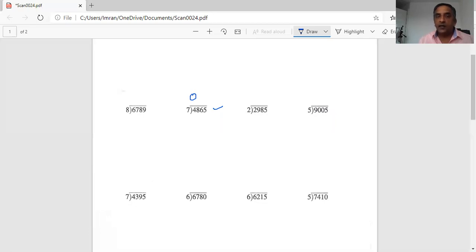So how many times 7's timetable can go on 48 or less than 48? We know that 7 times 6 is 42. So we write 6. 7 times 6 is 42. Now we take away 42 from 48. So we get 6. So 6 we will write between 8 and 6. So now how many times 7's timetable go on 66 or less than 66?